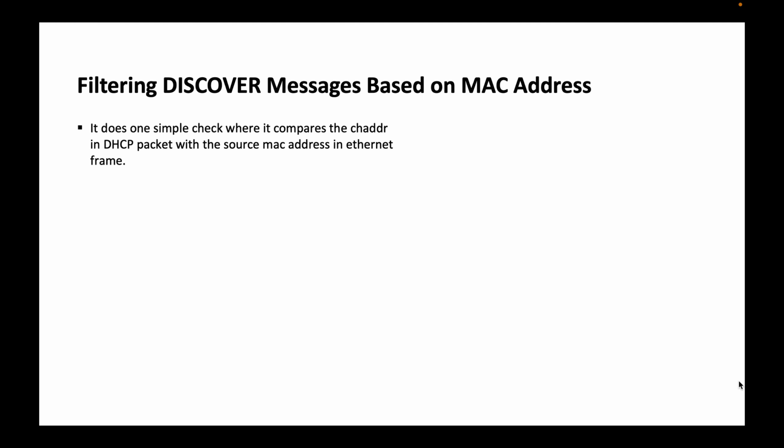So let's see how it filters discover messages based on MAC address. Actually, it does one simple check where it compares the CH address in the DHCP packet with the source MAC address in the Ethernet frame. CH address is actually the client hardware address field used by the DHCP discover message to identify the client.